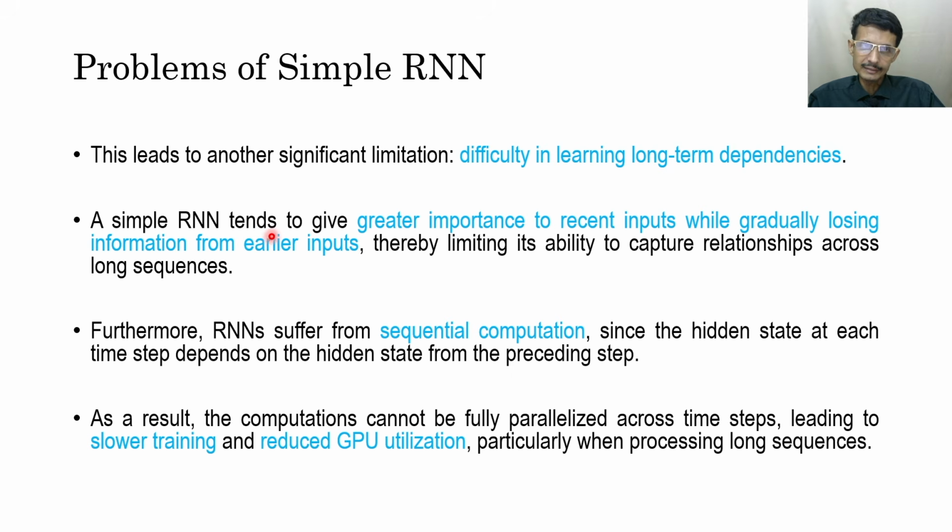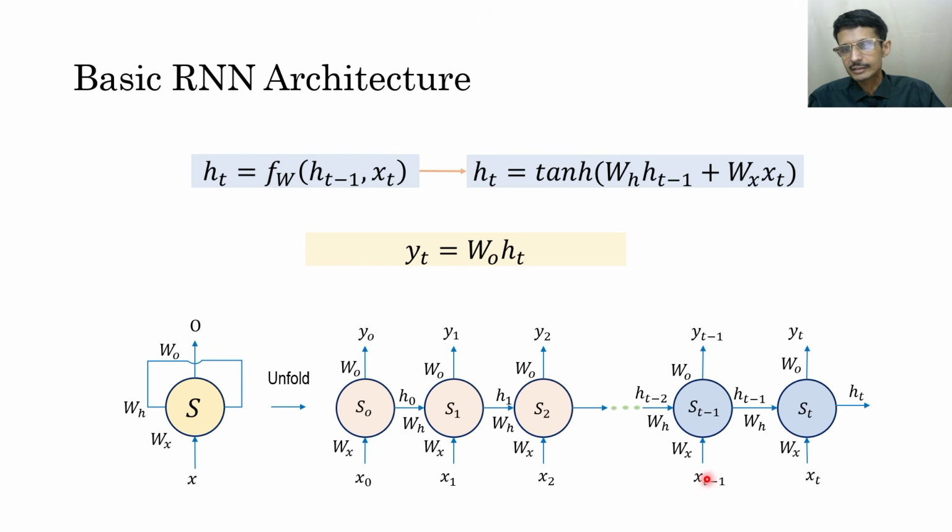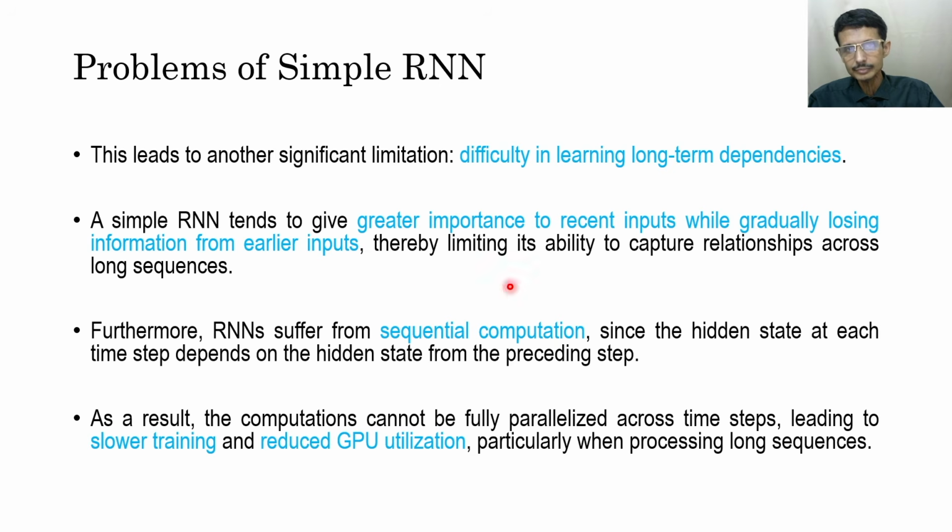So a simple RNN tends to give greater importance to the recent inputs while gradually losing information from earlier inputs. That is very easy to understand. Because, going back to this figure, since this is time instance t minus 1, it is a long distance from h1. So it puts more emphasis on h2 rather than x1. That is what we want to say, thereby limiting the ability to capture relationships across long sequences. So that is the meaning of this.